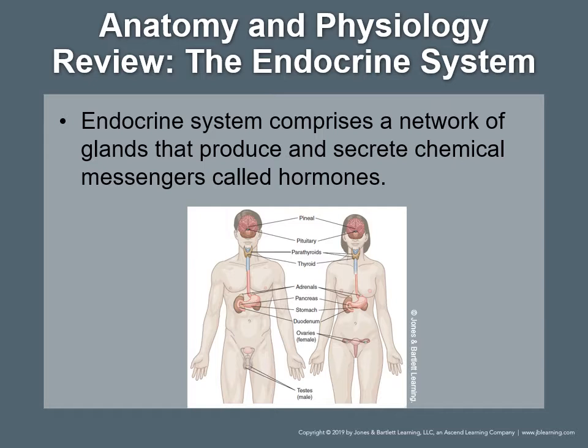AEMT review of the endocrine system. The endocrine system comprises a network of glands that produce and secrete chemical messengers called hormones. The major components of the endocrine system include the hypothalamus, pineal gland, pituitary gland, thyroid gland, thymus gland, parathyroid gland, adrenal glands, the pancreas, and gonads. Hormones are chemical substances produced by glands that have special regulatory effects on other organs and tissues. Endocrine glands secrete or release chemicals such as hormones inside the body. The main function of the endocrine system and its hormone messengers is to maintain homeostasis and promote permanent structural changes.